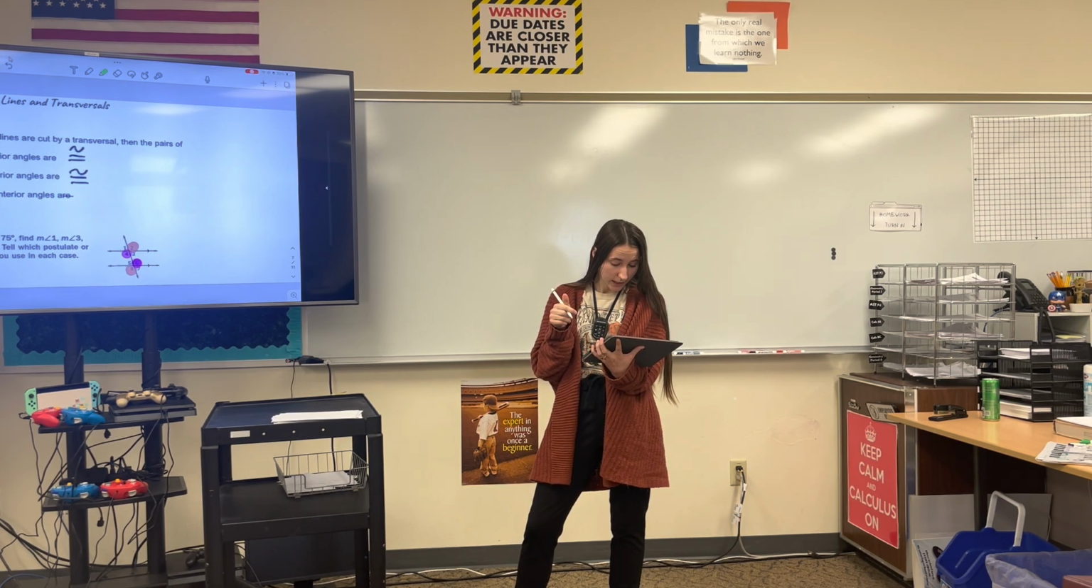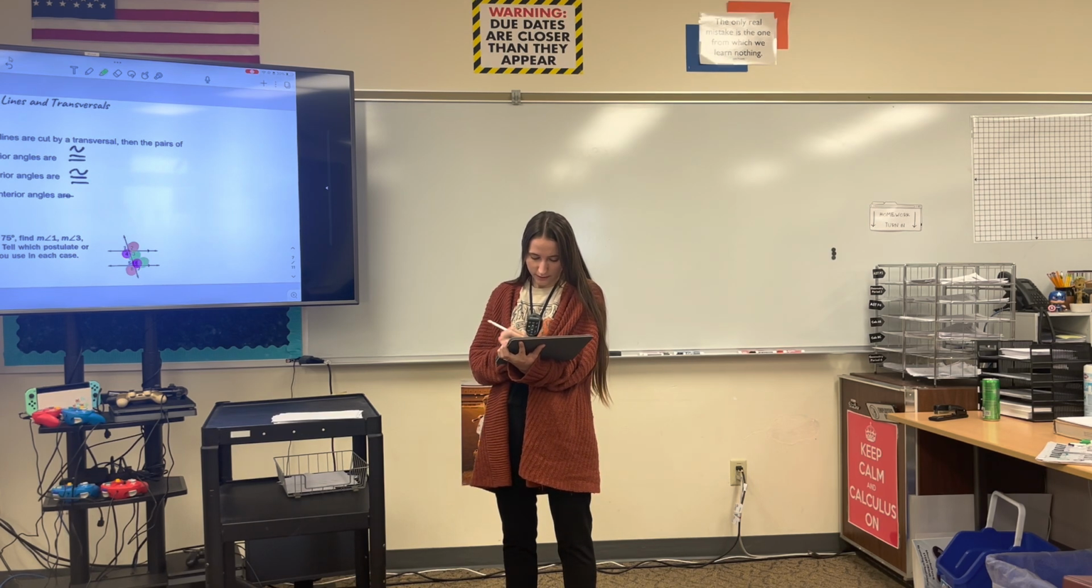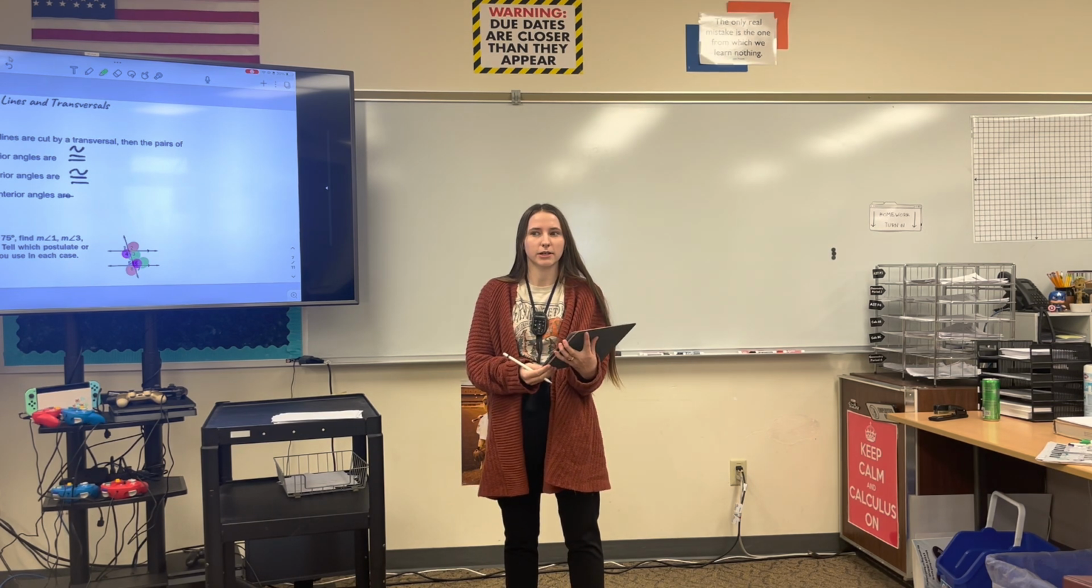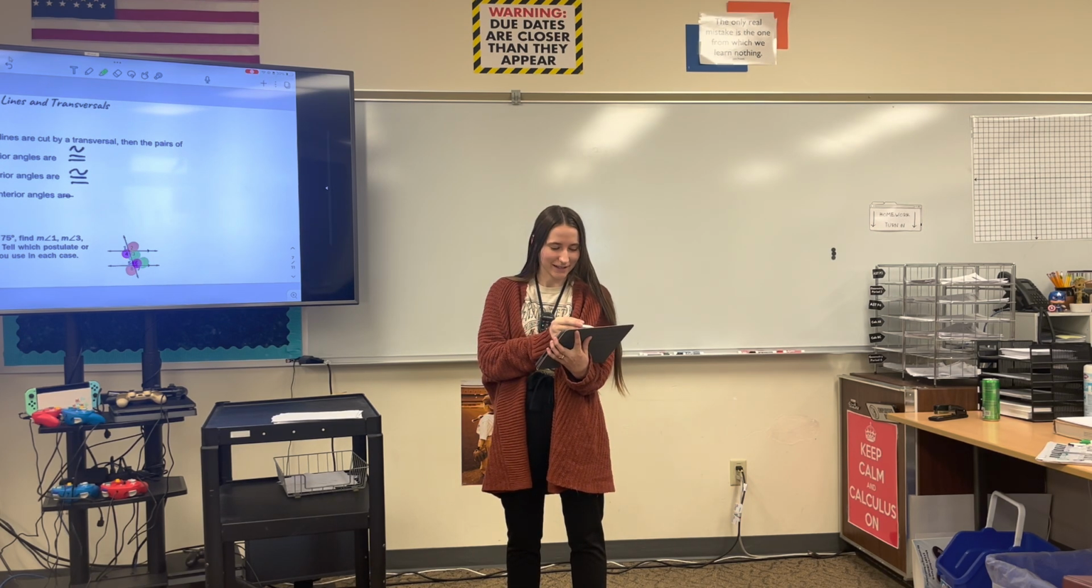So now we're looking at consecutive interior angles, so we're going to do 3 and then 6. What do we think the relationship is there? Not congruent, that's a good one. What do you think they are then? Supplementary is how I'm going to put it.